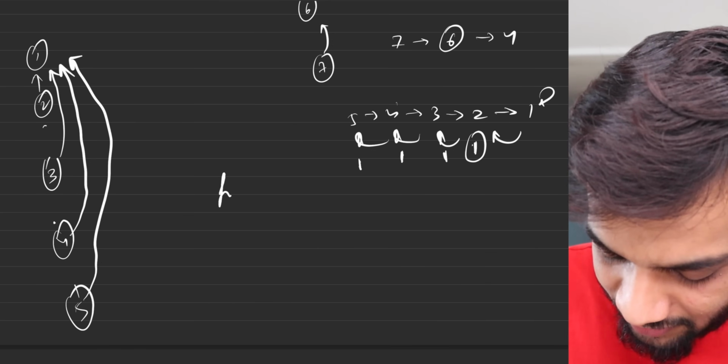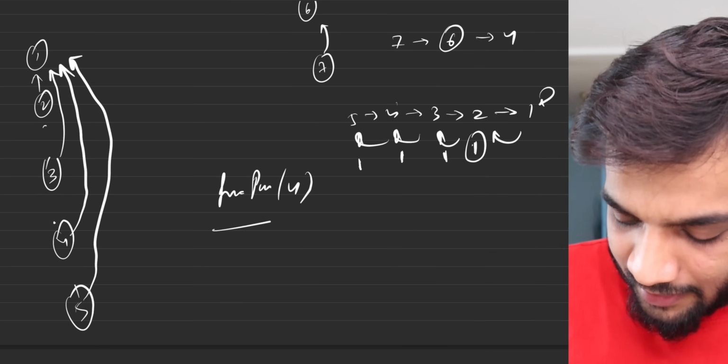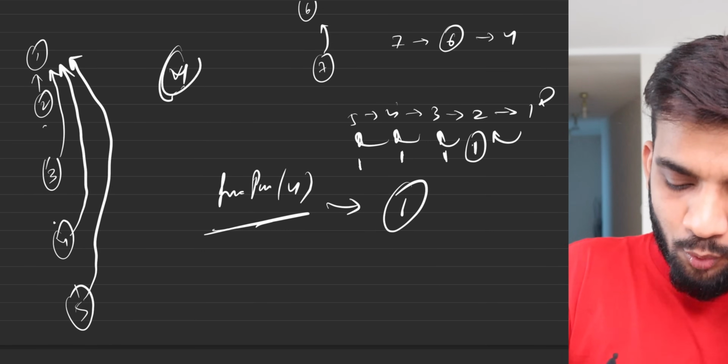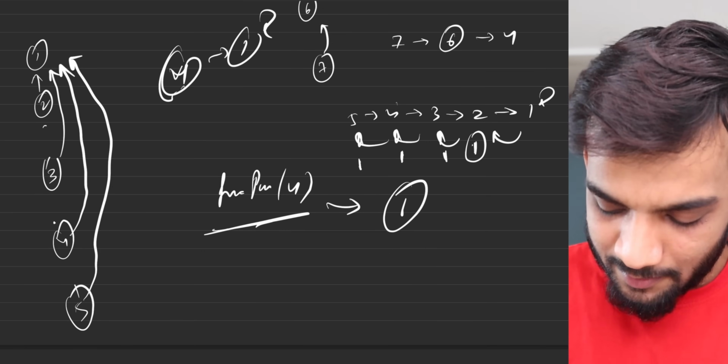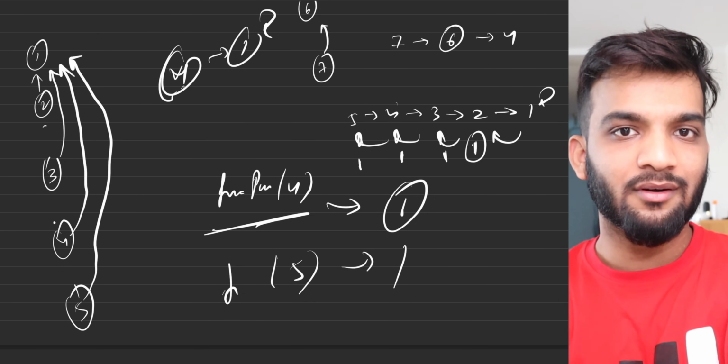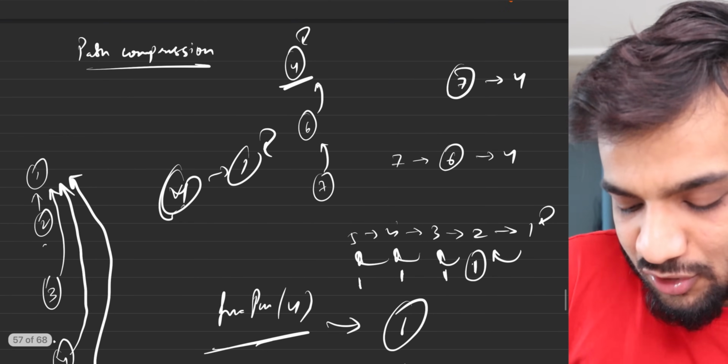And next time when someone comes up and says, find parent of 4, I'll be like, array, 1. Direct, low, 1. Because 4 is connected to 1 and 1 is the ultimate parent. Someone comes up and says, find parent of 5. Take 1. 1 is directly connected. Ultimate parent. So this is what the path compression technique is.